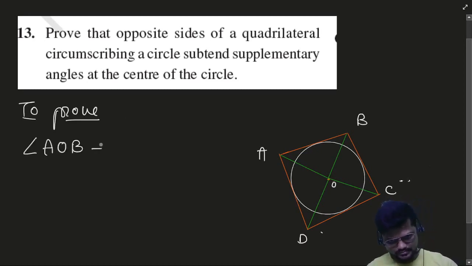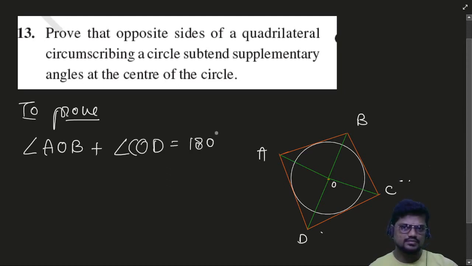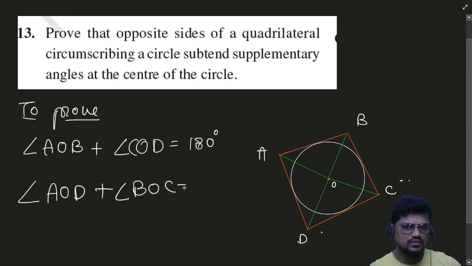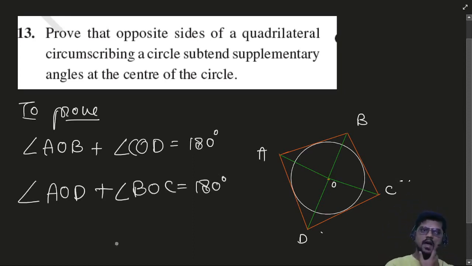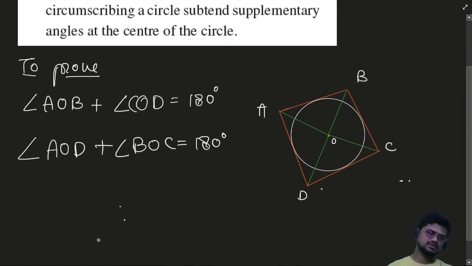angle AOB plus angle COD equals 180 degrees. Means these two angles are supplementary and these two angles are also supplementary. That's what you need to prove. Or you can also say angle AOD plus angle BOC will be equal to 180 degrees. Got it? The sum of these two angles should be equal to 180 degrees. That's what you need to prove. Now how can we prove this?